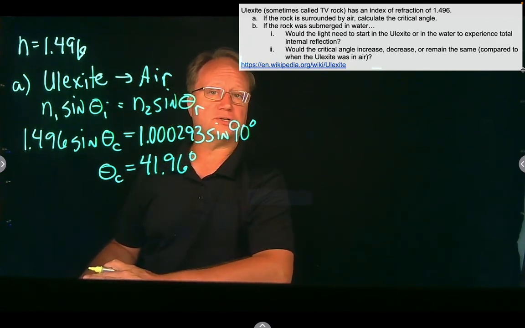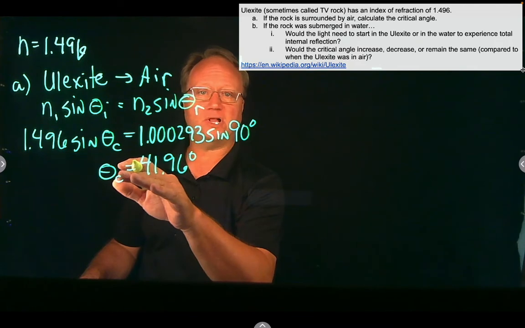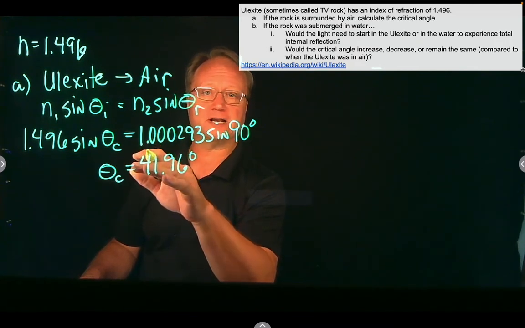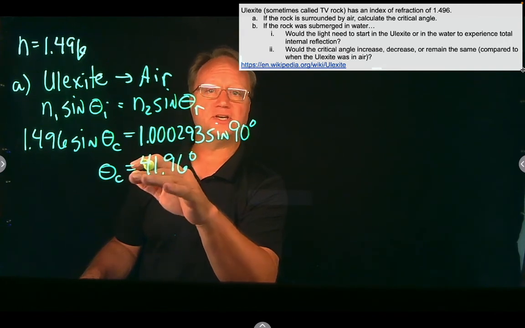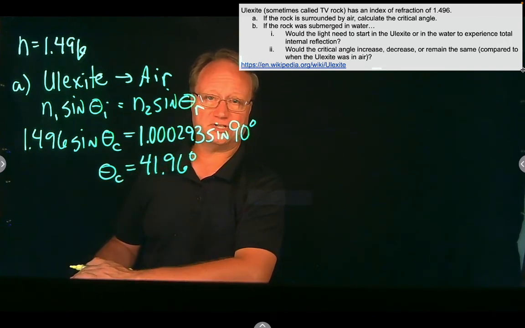So this is the largest angle. Any angle smaller than this, and we will get a normal refraction. When the light is incident at any angle greater than this, we will get a total internal reflection.